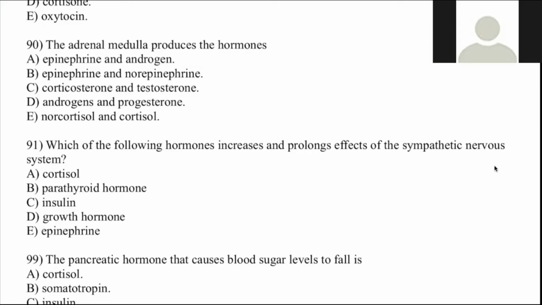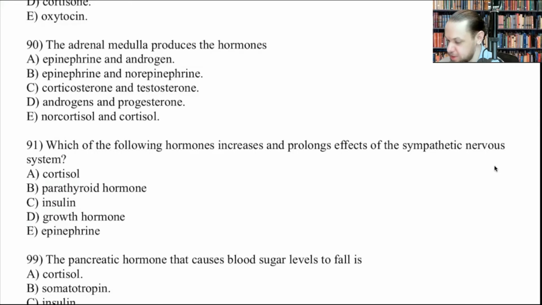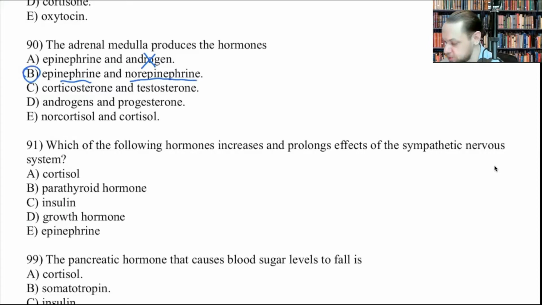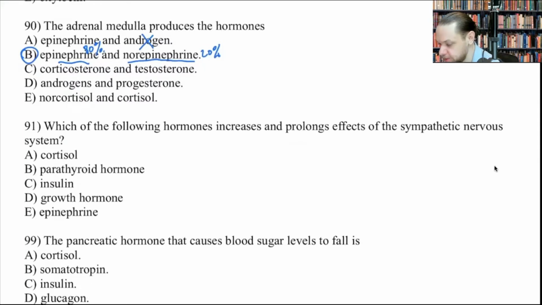The adrenal produces the hormones epi and androgen. So it does not produce androgens, right? But it produces something else. Kayla, you want to help us? Norepi? Epi and norepi, yeah. So predominantly it's epi, right? Maybe 20% of this, 80% of this. All right, very good.